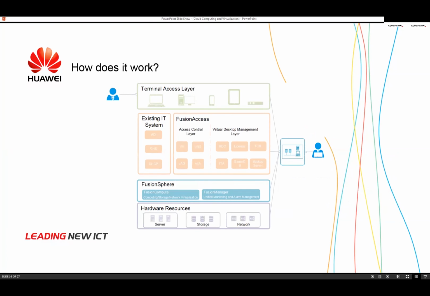This is the logical architecture of Fusion Access. Okay, we have the hardware resources: server, storage, network. Then we have the virtualization layer, Fusion Compute. Then we have Fusion Access, which provides the virtual desktop management layer.